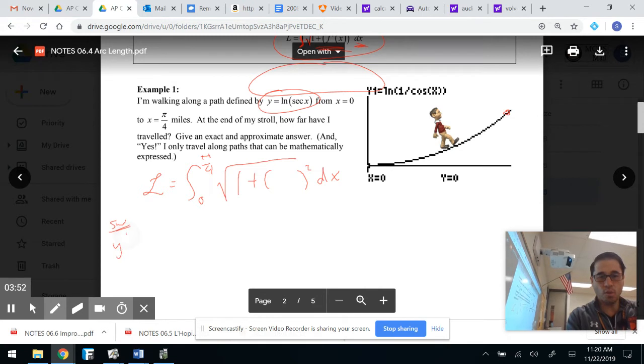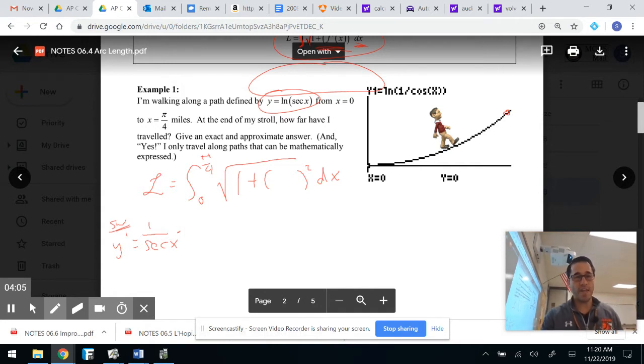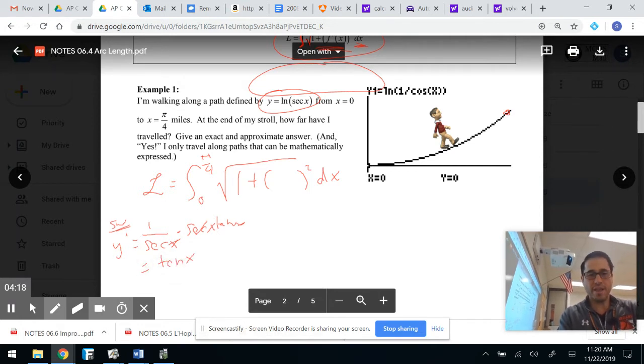Okay, and I do a little y prime. And, ooh, that's a natural log, right? The derivative of a natural log is 1 over. Don't you dare touch that inside, right, class? But now I have to multiply by the derivative of that inside. And the derivative of secant is, ooh, secant x tangent x. Oh, sweet, sweet. And so my answer is just tangent x. How about that? Well, that's interesting.